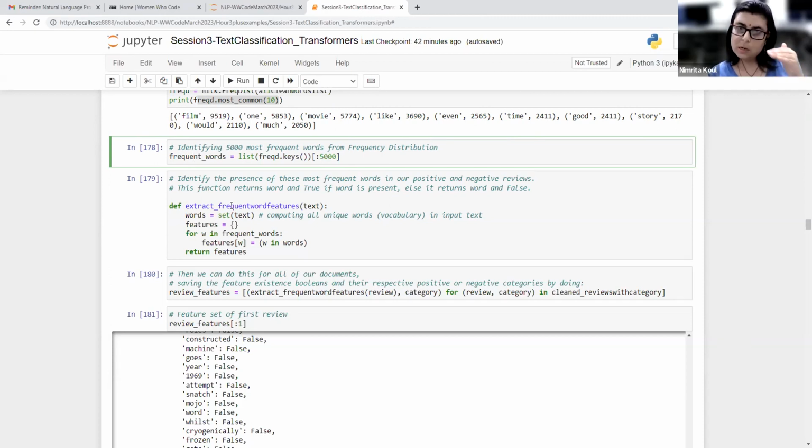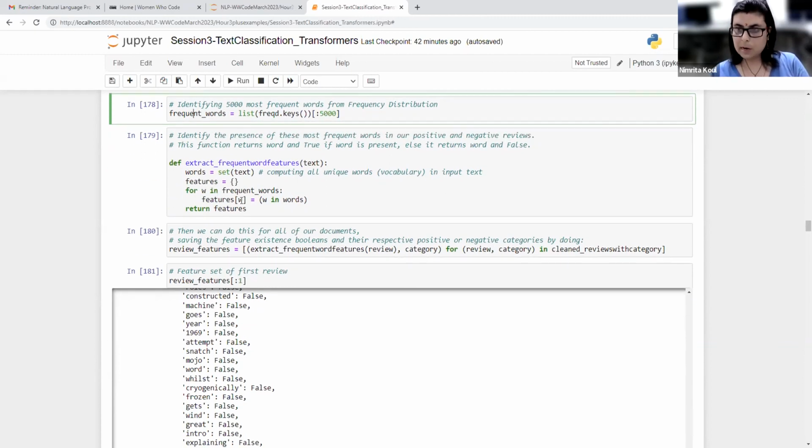So it essentially is creating a Boolean value. It is associating a Boolean true or false with a word if it's present in the review or if it's not present in the reviews. And all these words are only the words which are frequent, which are the 5,000 most frequent words.